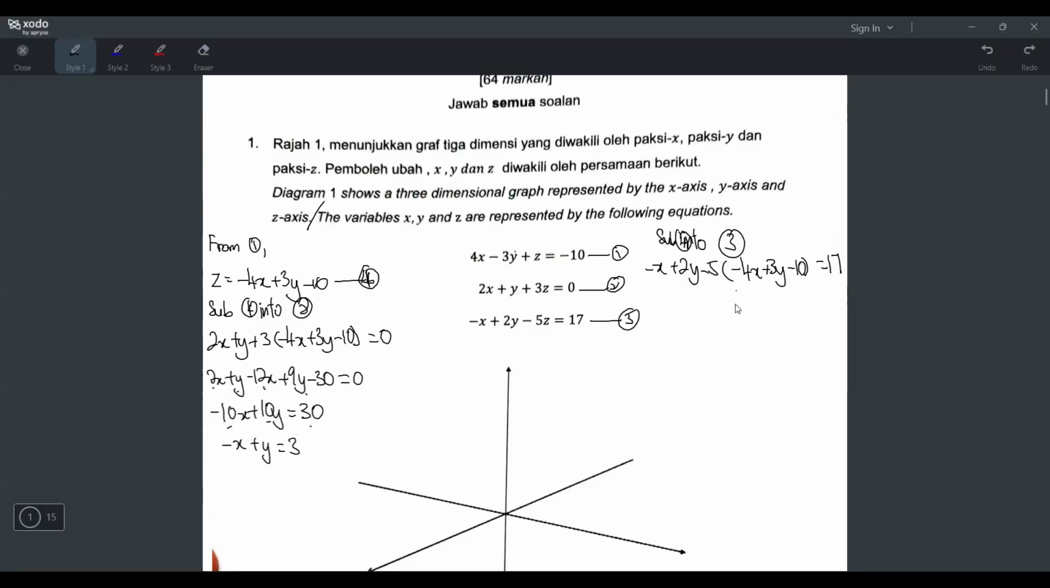So what I should do now is simplify this, and then I will get another equation that has x and y. Then I will take these two equations and do simultaneous one more time. Then I will get the answer, right? Okay, so let's continue from here.